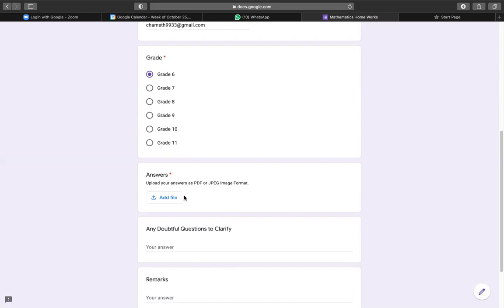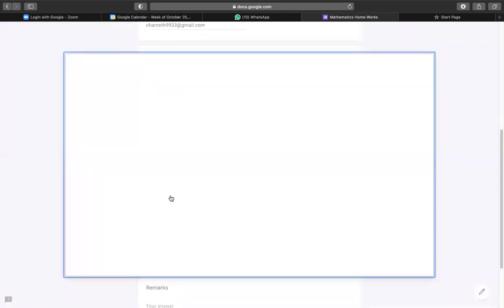Right? And then you have to go for this add files. Once you click these add files, right? So you can see that it's still not loading. Let's see. Still this is loading. Wait. Still not. Right.